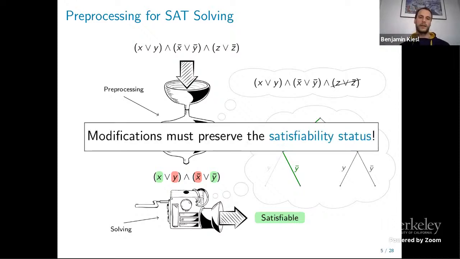Now, the thing is, and that's really crucial for preprocessing and SAT solving, that the modifications that you apply during this preprocessing phase must preserve the satisfiability status of your formula. And what that means is simply that whatever your solver would output before the preprocessing, the result shouldn't change afterwards when it comes to the decision of whether the formula is satisfiable or unsatisfiable. So you really don't want to change the results because otherwise something would be going wrong with your preprocessing.